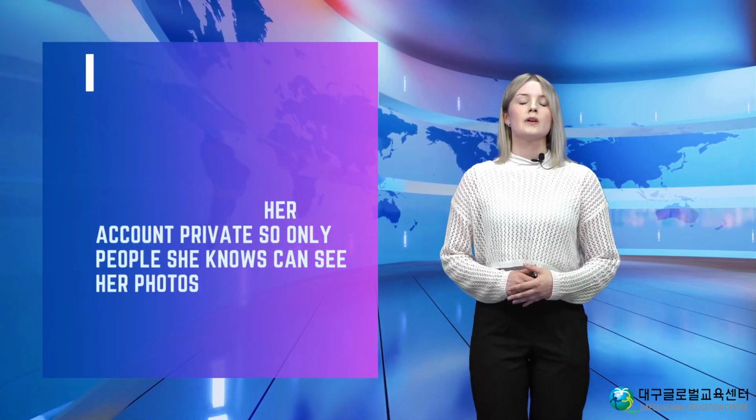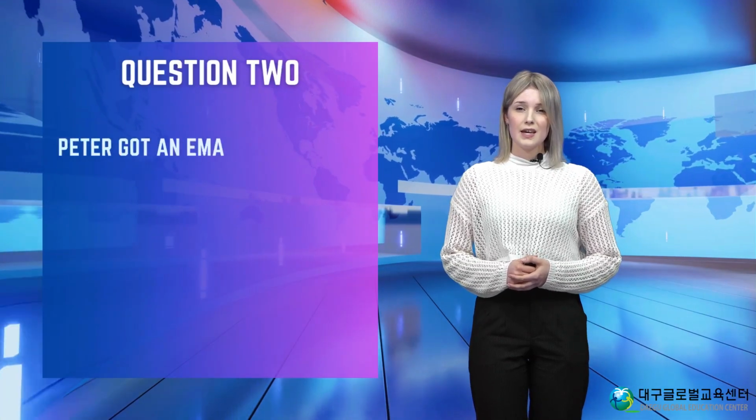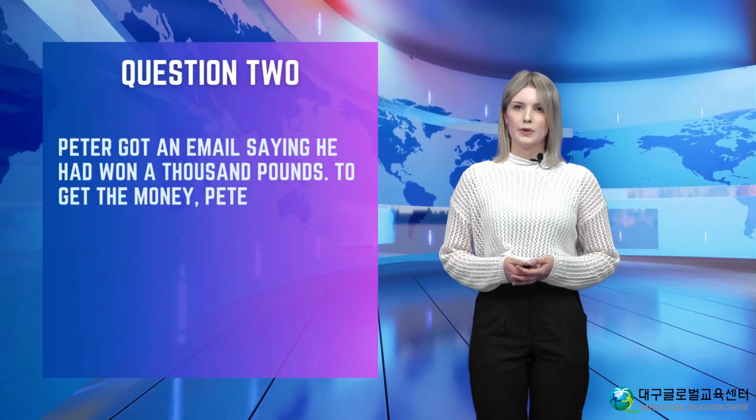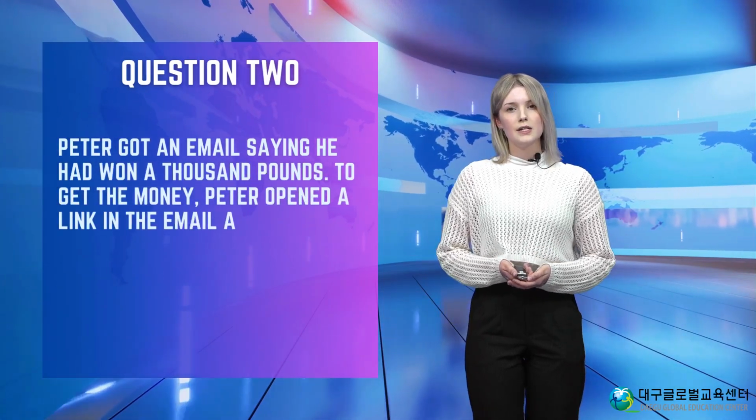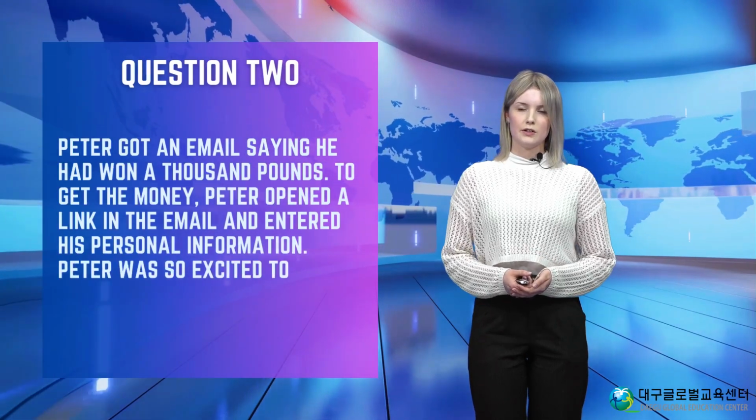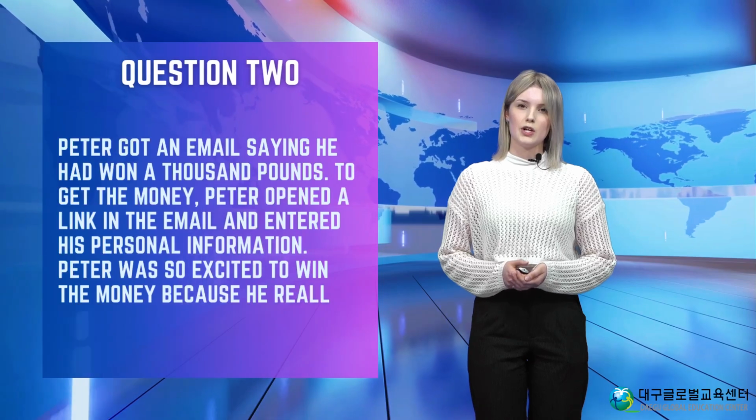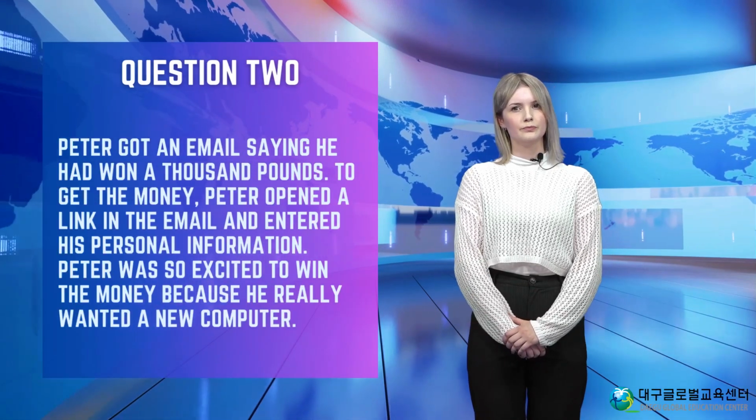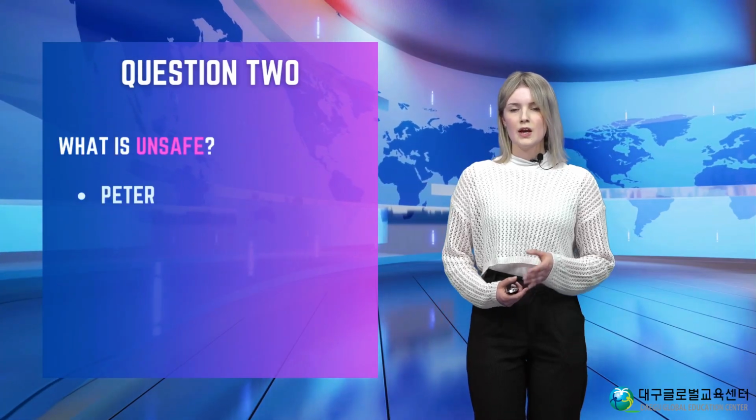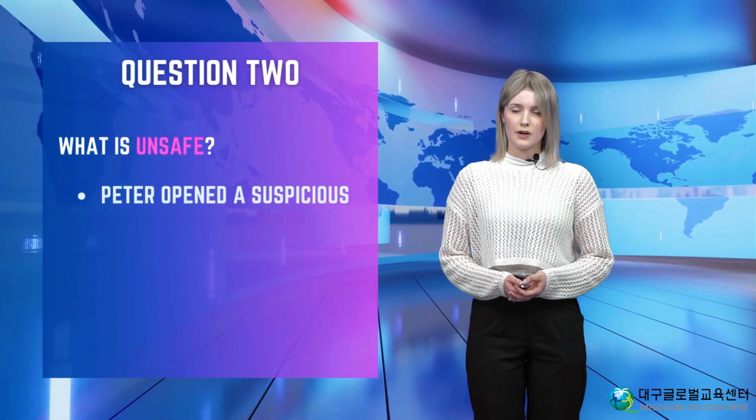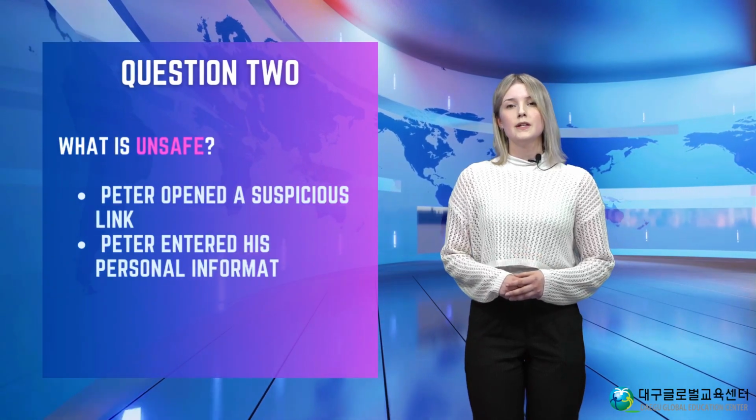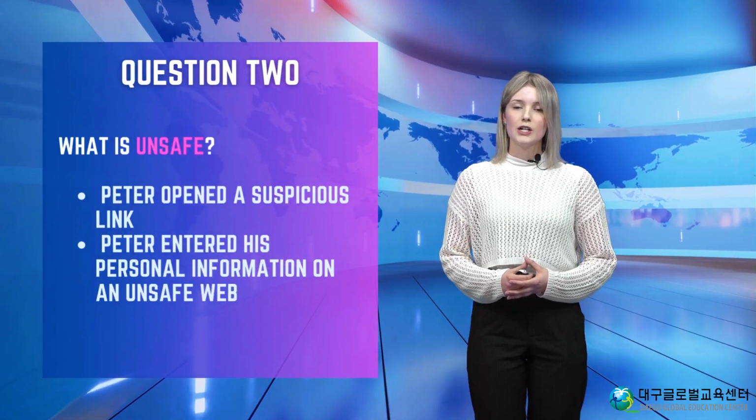Question 2. Peter got an email saying he had won £1,000. To get the money, Peter opened a link in the email and entered his personal information. Peter was so excited to win the money because he really wanted a new computer. What is unsafe in this situation? This situation is unsafe because Peter opened a suspicious link and Peter entered his personal information on an unsafe website.